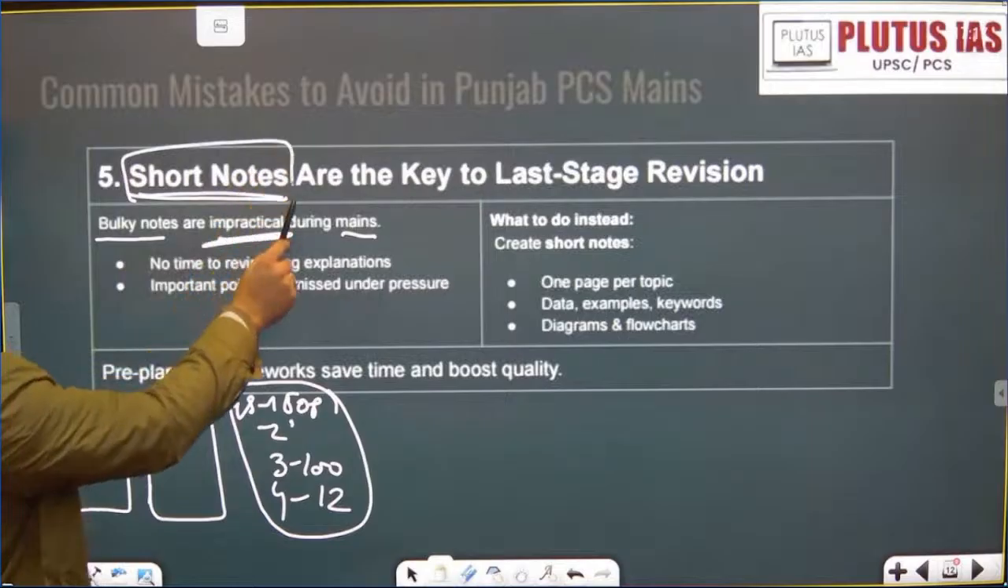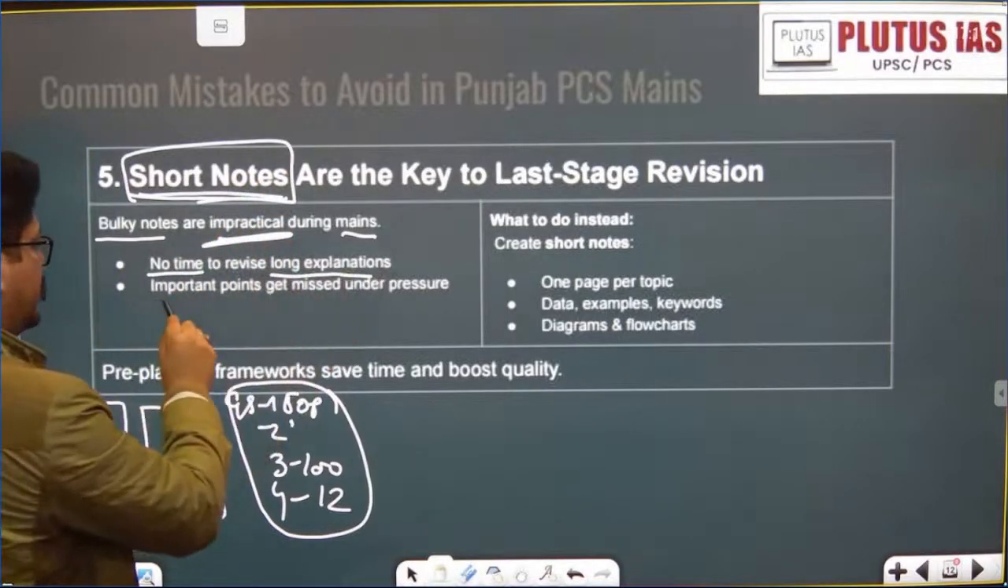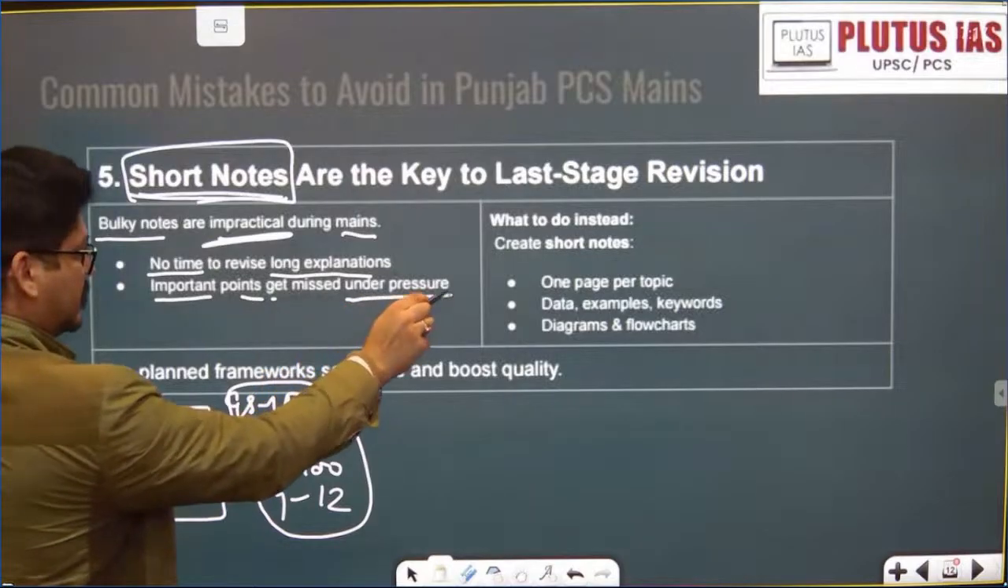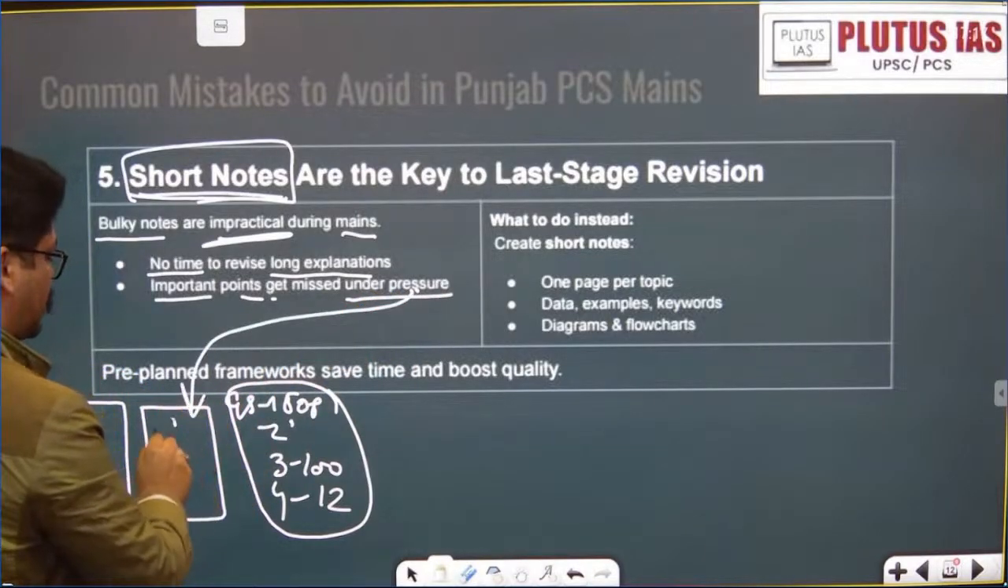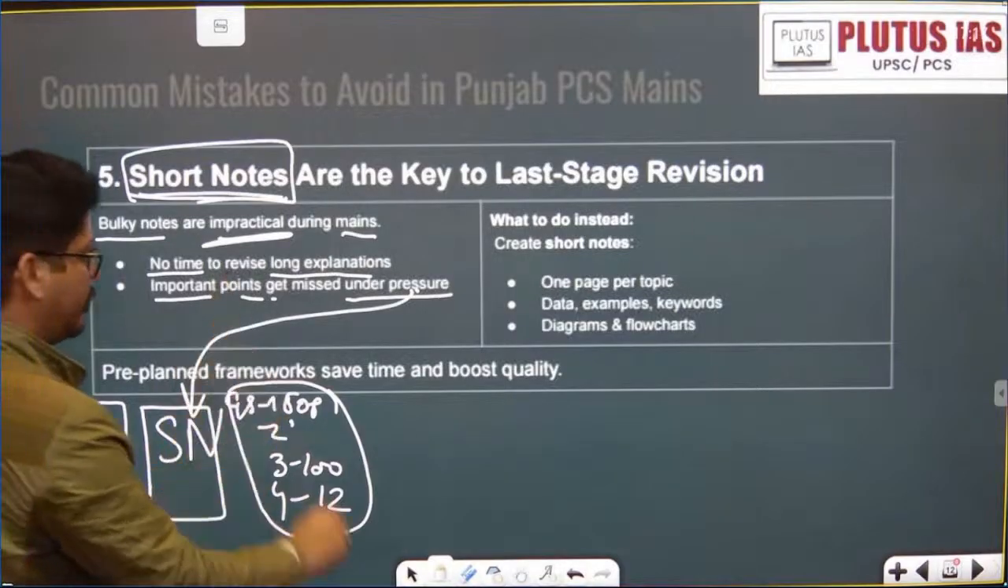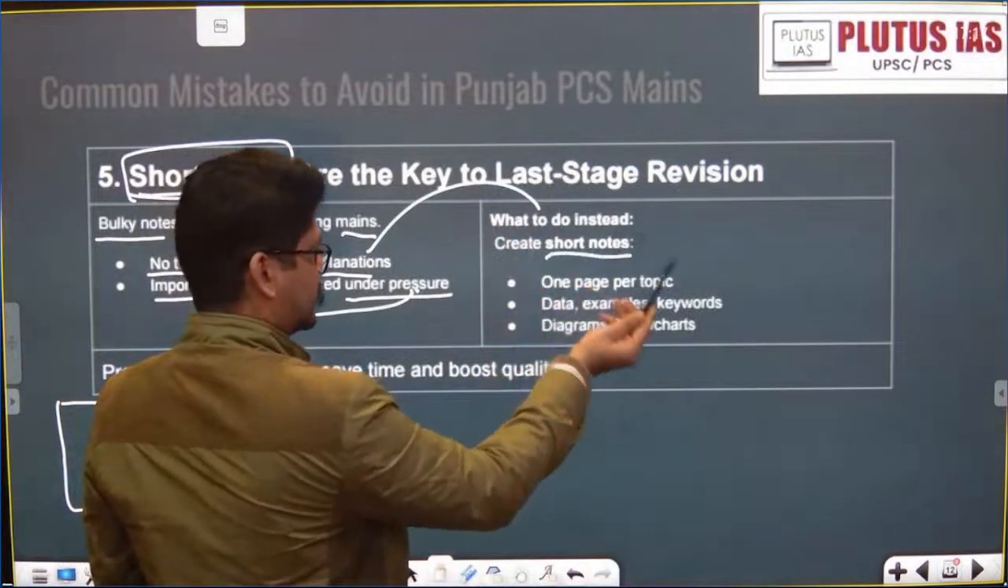This will be a deciding factor. No time to revise. As I told you earlier, important points get missed under pressure. So what will not be missed? Whatever you have written in these short notes. Right? Okay, if not this, what to do instead? Create short notes. What kind of short notes?